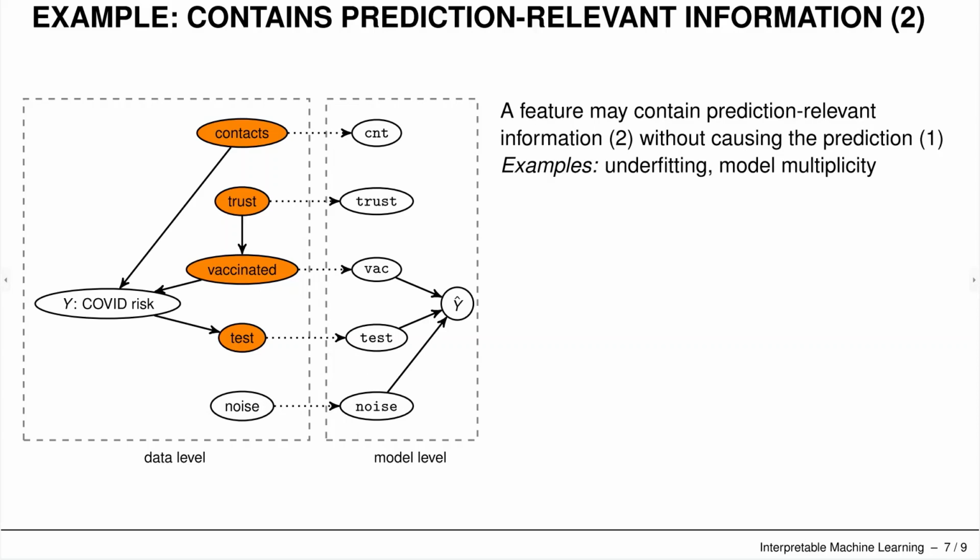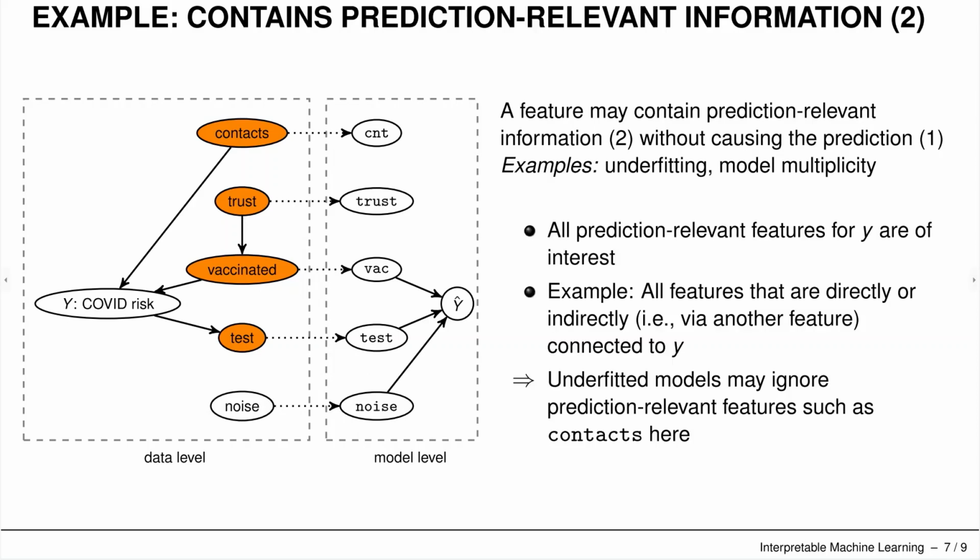So for an example, we might here look at underfitting. So for example, here on the left, we see that the number of contacts has an effect on the COVID risk, but you see in the model that the number of contacts here is not detected as having an effect on COVID risk. So this is classical underfitting.